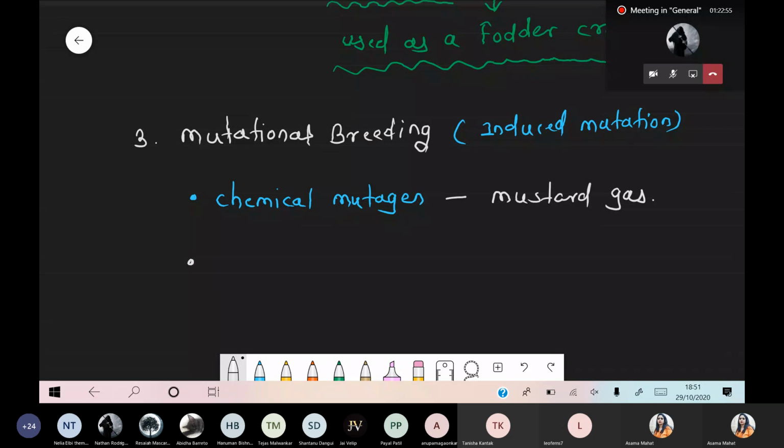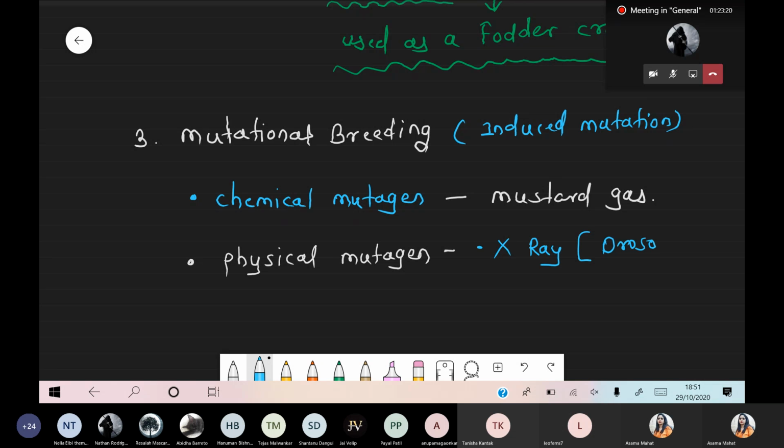Another mutation agent, that is a physical mutagen, that is a physical agent which creates a mutation. And in case of this physical mutagen, mostly two rays are used. Number one, X-ray. Generally X-ray is used, and this X-ray is basically used in Drosophila.